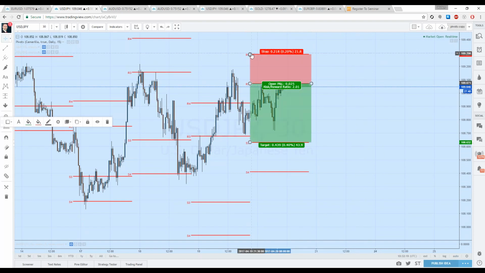Our risk may be set outside of R4 at 109.29.